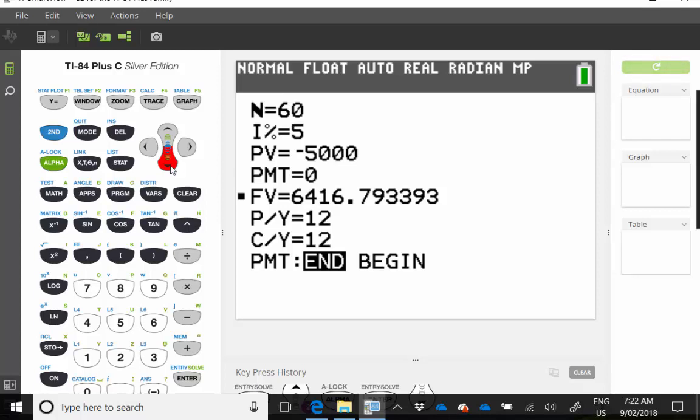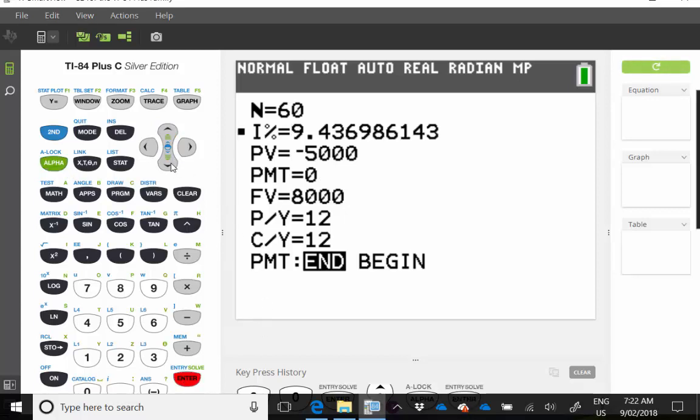The great thing about the calculator is we can then play around with some scenarios. Let's say I wanted my future value to be $8,000, and I'm starting with $5,000. Then I could work out what the interest rate would have to be in order to get that return on my money. So I go to there and press alpha, and that tells me I need to get 9.44% for that to happen.